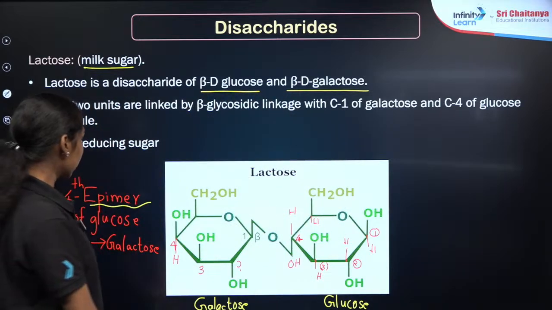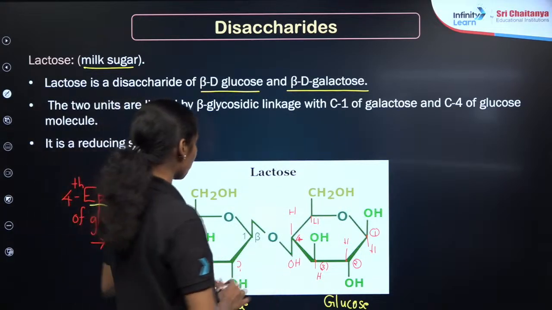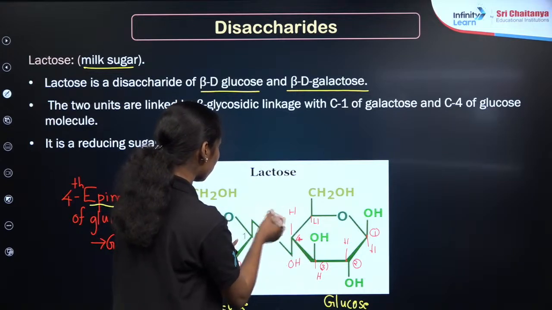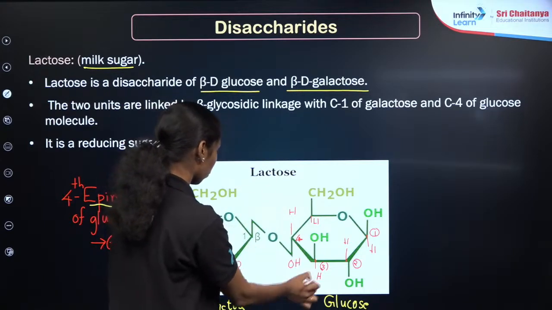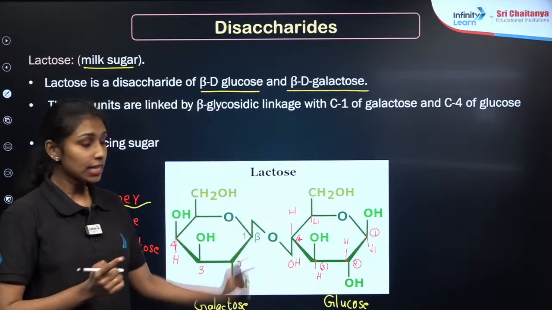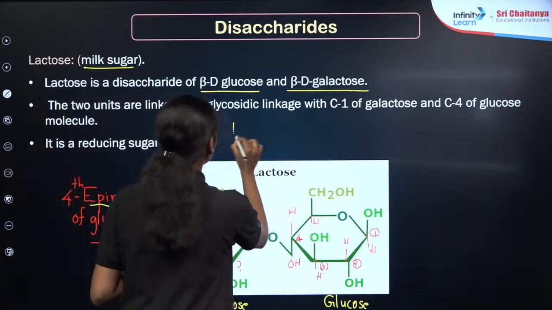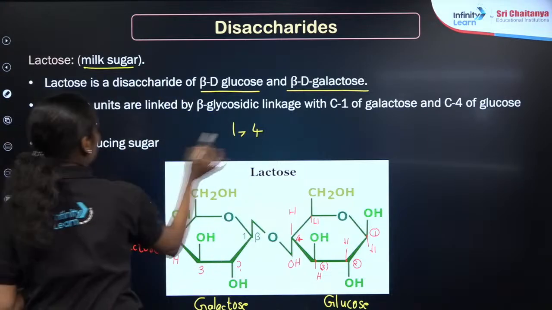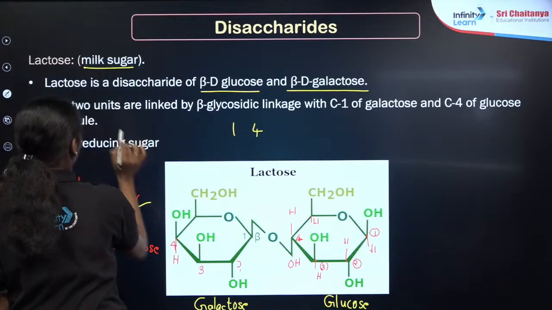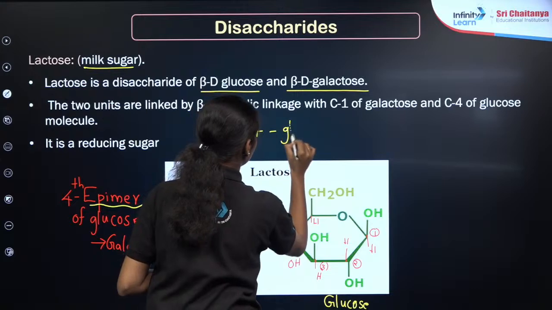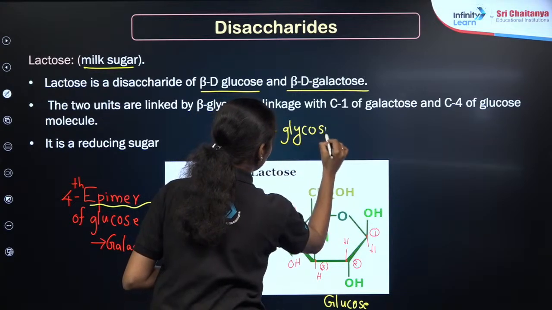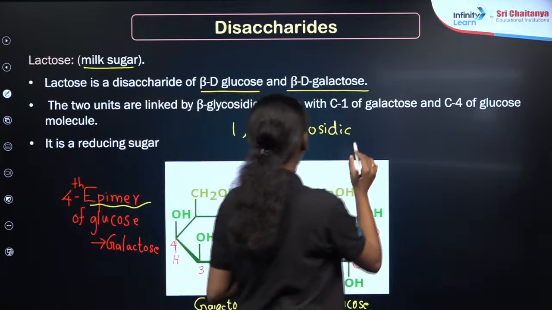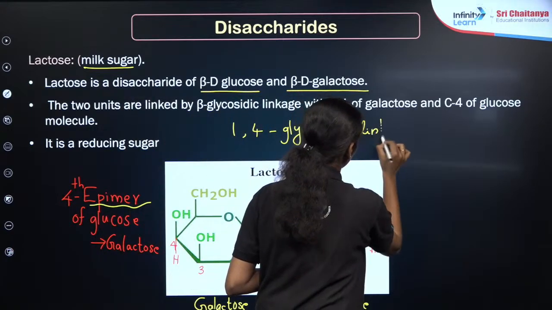Again, lactose contains galactose and glucose. In between, this is the first carbon, this is the fourth carbon, right? So between the first and fourth position of galactose and glucose, we get a glycosidic linkage. So we can say there will be a 1,4 glycosidic linkage present between the galactose and glucose in the case of lactose. Clear?